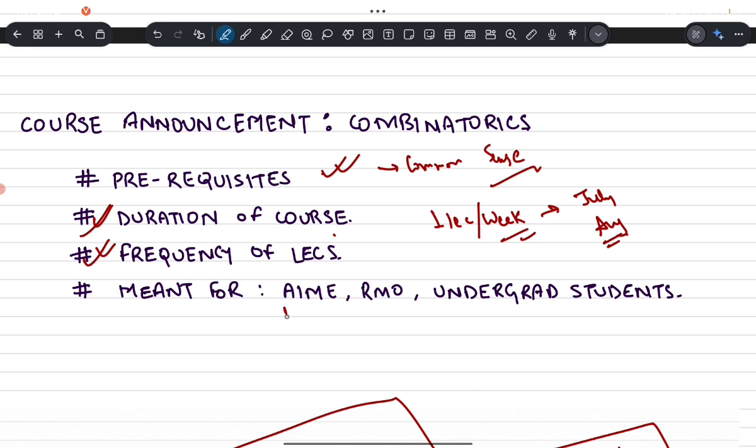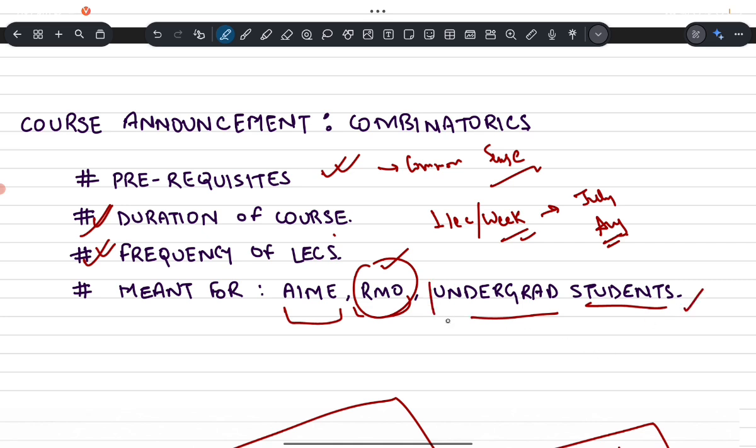Now it's meant for, of course, the AIME people or the national Olympiads, and also the undergraduate students. Undergrad students, maybe you're studying discrete mathematics, combinatorics appears in that, all the computer science students, or you are a pure math student like in the Mathematical Tripos at Cambridge. So it's meant for you as well.